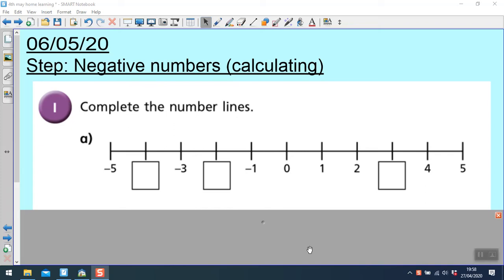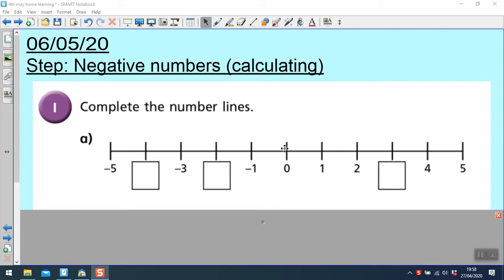Hi Cambridge class, and welcome to our third lesson this week on negative numbers, and today we're going to focus on calculating with negative numbers. To warm your brains up, first of all, identify which numbers will go in the boxes and pause the video while you have a think.